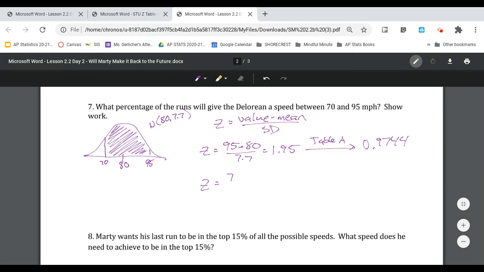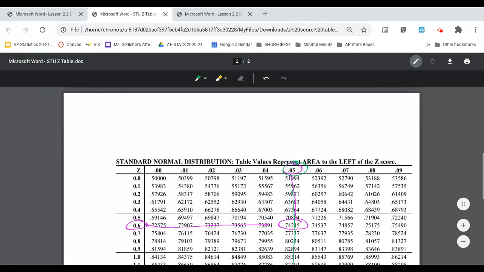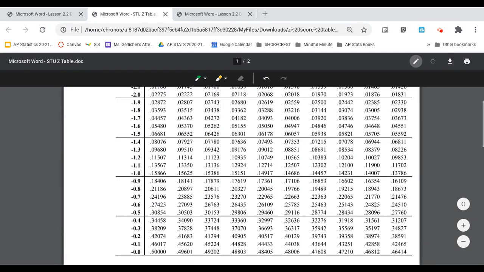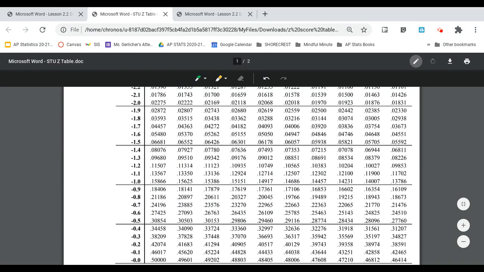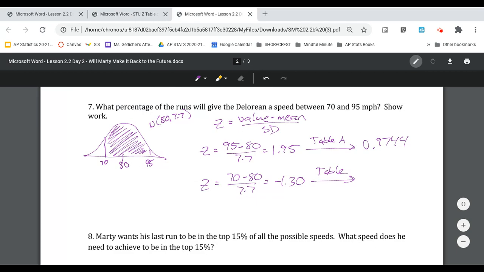Let's see, what is it? 70 minus 80 over 7.7 gives us a z-score of negative 1.30. We'll look on table A, so negative 1.30. So that's going to be up in the negatives. So negative 1.3, and this will be 0. So 0.0968.